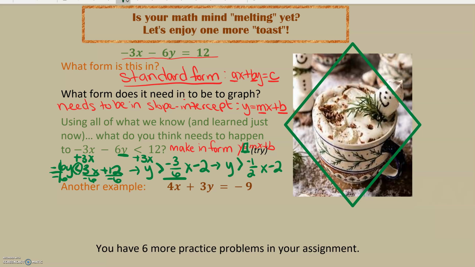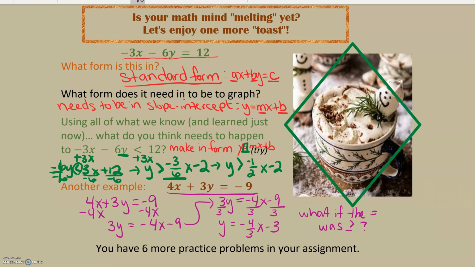So what I would like for you to do at this moment is take a second, pause the video, and try this last problem. This is the last problem that you need to do from the video, but not the last problem you need to do for your assignment. Okay, so again, I'd have to isolate that y. That is the whole purpose of this, right? We're taking those standard forms and we're putting them in that slope-intercept form so we can graph.